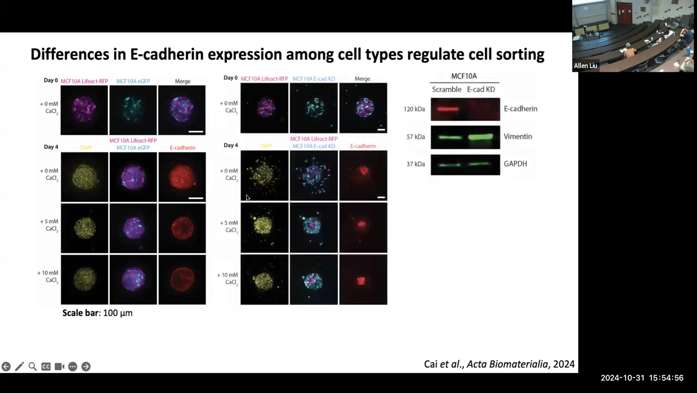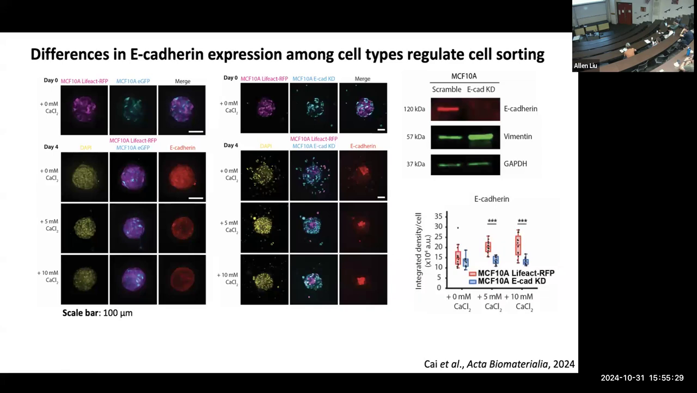Now, if we take a knockdown approach, we can use a genetic approach to knock down E-cadherin. So here is a Western blot showing that the E-cadherin is completely knocked down. Then we can recapitulate this sorting behavior, that at the high calcium concentration, we actually see this behavior where the low adhesive cell, which is the one in cyan, is on the outside, and the high adhesive cell is on the inside. And this is the same cell type. They're the same identical cell type, but with different adhesion properties. And again, we can quantify this.